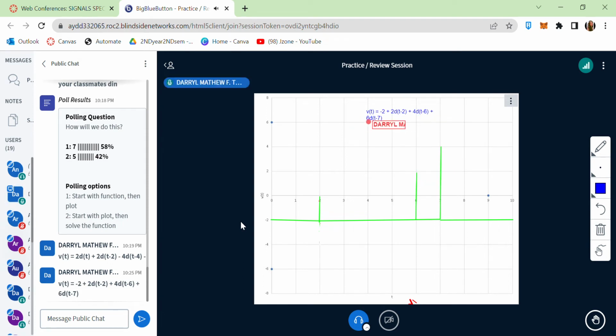Tapos yung final impulse natin, may strength siya of 6 at t equals 7 dapat because of the t minus 7. Kaya't from negative 2, pumalo siya up to positive 4. And then flat siya ulit all the way up to t equals 10.